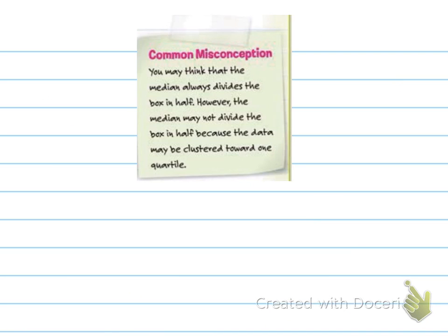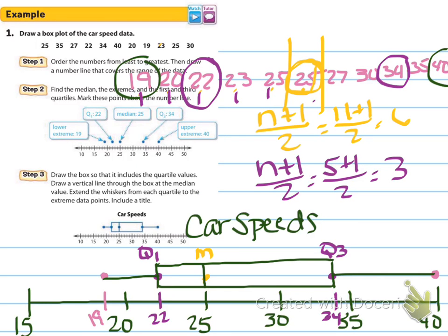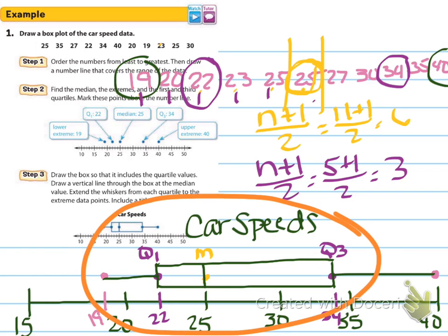Okay. All right, so a common misconception is that you may think that the median always divides the box in half. However, the median may not divide the box in half because the data may be clustered toward one quartile. So if we were to do the line plot like we did for the first example, and you saw where the clusters were, you'd see that there's a big cluster in the 22 to 27 range. So of course that's going to make your median veer over to the left some there. So yes, I think that's a great point that the book makes, that you're not just looking at it as a box split in half, because it's not always going to be that way. My median is not splitting my box in half.